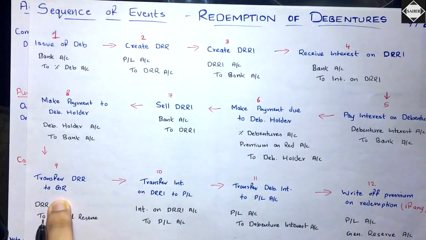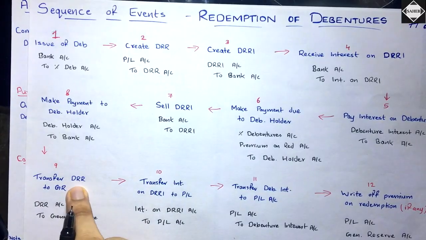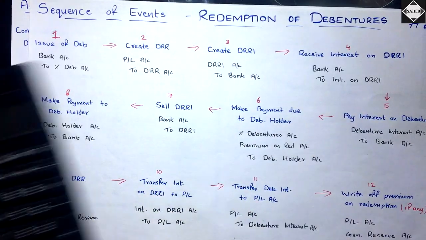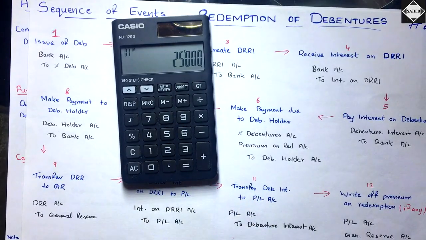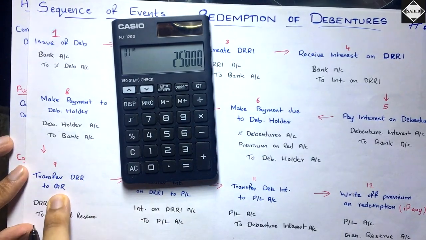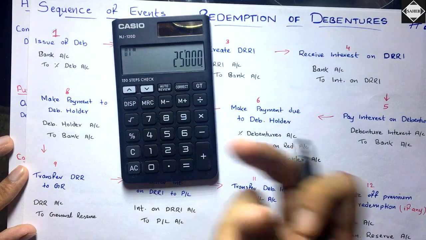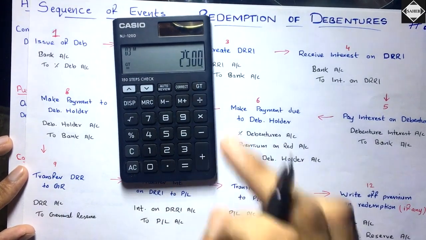And then if you had in the DRR also, let's say you had 25,000, just for an example. So if you had 25,000 DRR and you are making the redemption of only 10%, then the transfer from DRR to GR, to general reserve, will also be proportionately only 10%. So into 0.10, that's equal to 2,500.